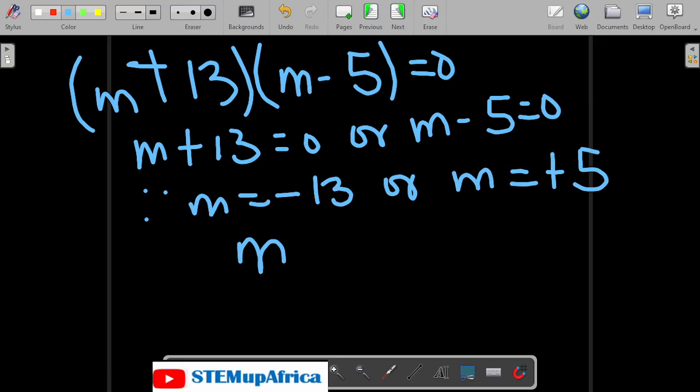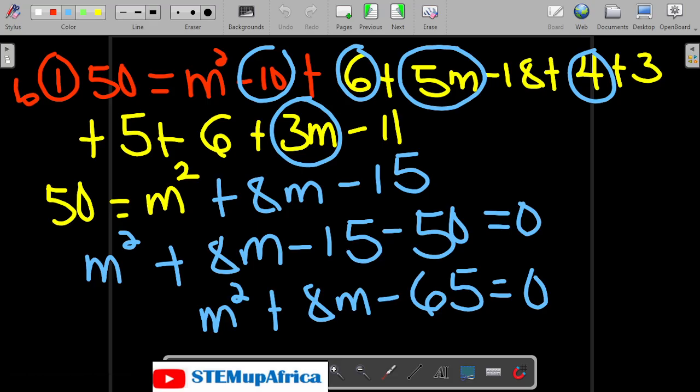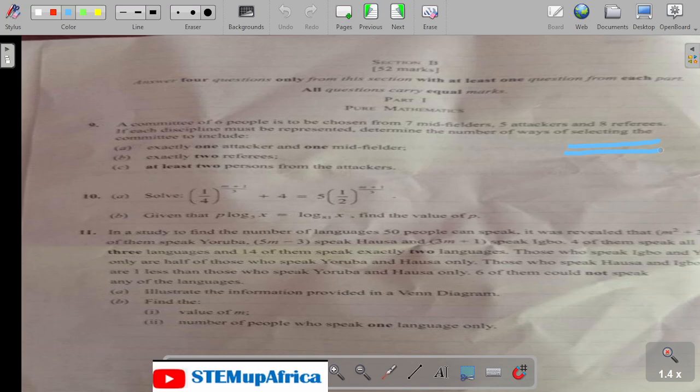So m is not equal to minus 13. Therefore, our m now is just 5. We just have negative values in sets, so our m will become 5. That is building mathematical 1. Then 10, 11, building mathematical 2.